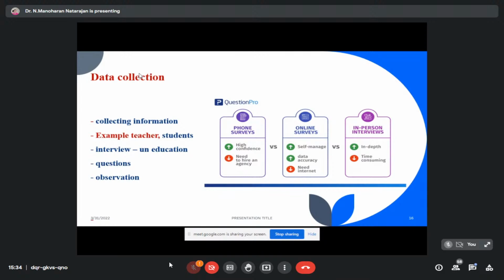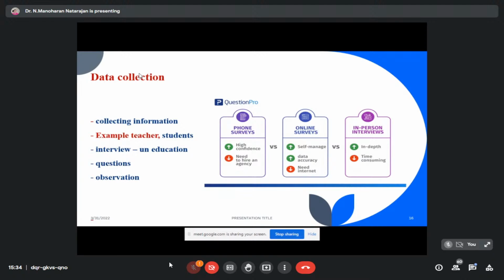Next one is observation. Observation will be employed, for example, with psychiatric patients. When we are going for data on patients, especially psychiatric patients, we have to go for observation. They will never answer the questions you have asked, but they will respond to your question. By their response, we have to observe and get the information.